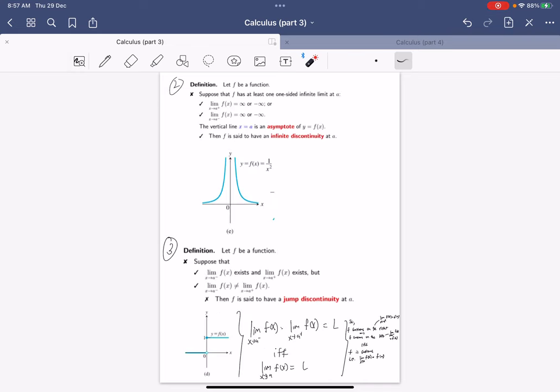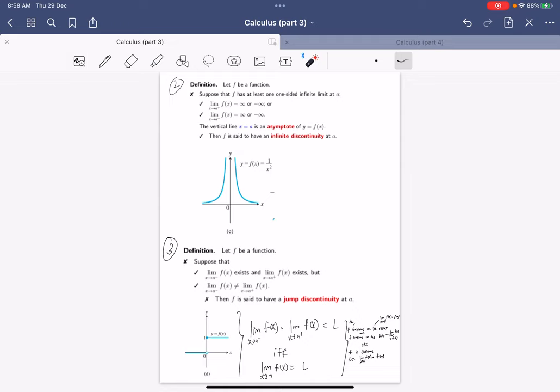Another form of discontinuity is when the graph approaches infinity at a point. The vertical line will then be called an asymptote, and f is said to have an infinite discontinuity. For example, y equals f(x), which equals 1 over x squared. As x approaches 0, from the left or the right, f(x) approaches infinity. And so we say that 1 over x squared has an infinite discontinuity at x equals 0.